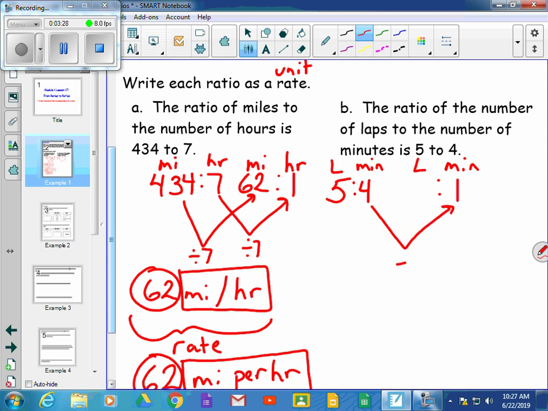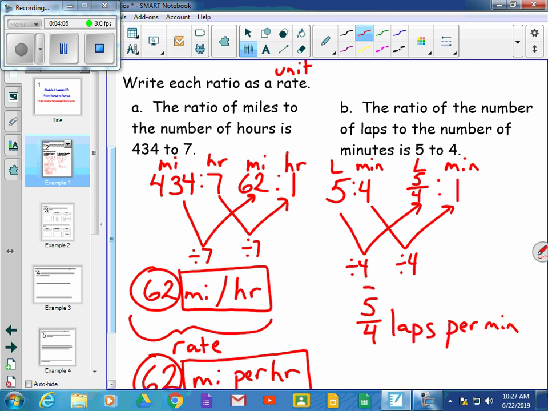So we have to divide this by 4, which means we have to divide this by 4. Now, if you use a calculator, it'll give you a decimal. It'll say 1.25. But I want you to think in this particular instance as a fraction. 5 divided by 4 is simply 5/4. 5/4 as a fraction means 5 divided by 4. So we could say that the rate would be 5/4 laps per minute.